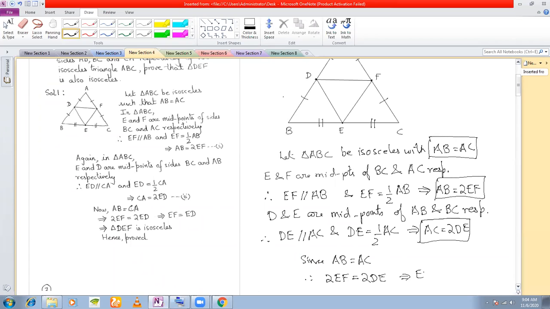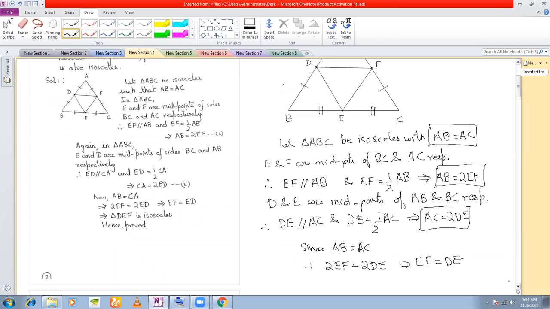That means EF is equal to DE. These two sides are equal. So therefore, hence DEF is an isosceles triangle. That's it. Easy enough problem. Important problem also.